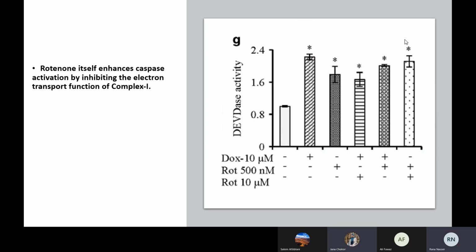Now, in this experiment, we measured the caspase activity with respect to doxorubicin and rotenone presence. We noticed that when rotenone was present alone, as the rotenone amount is increased, caspase activity increased. But when doxorubicin was present with rotenone, we noticed that when the rotenone amount was elevated, caspase activity was reduced. So we can say that rotenone alone interferes with the electron transport chain by inhibiting it, generating ROS increase and mitochondrial biogenesis, therefore activating caspase activity and apoptosis.